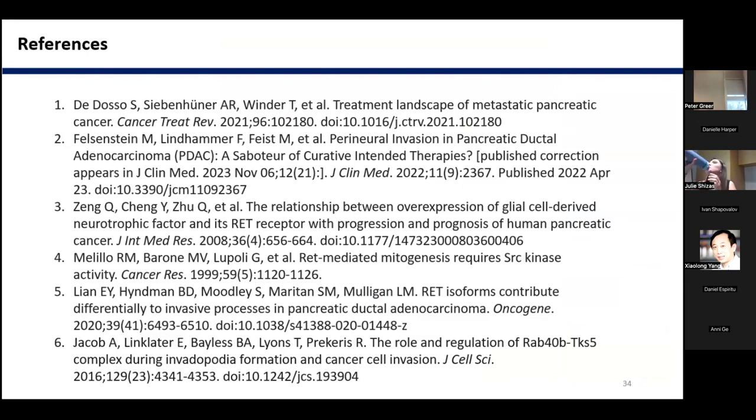Great job, Julie. This isn't a question about your data, I'm just a little bit curious. Does the treatment of pain, like with opioids, modulate perineural invasion in any way? It doesn't modulate perineural invasion in any way. It's just to alleviate the pain associated with the symptoms.